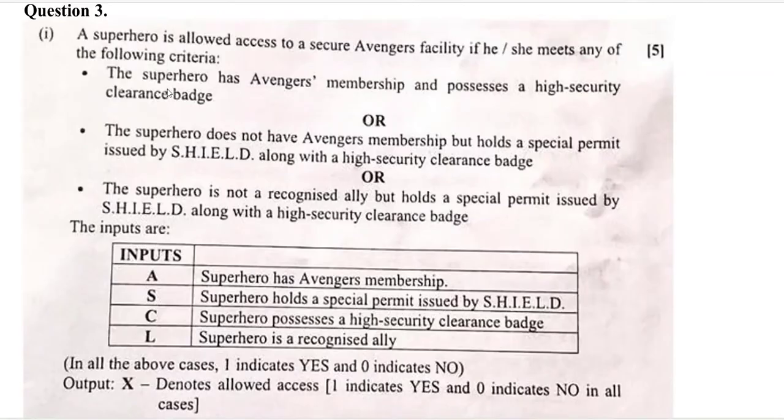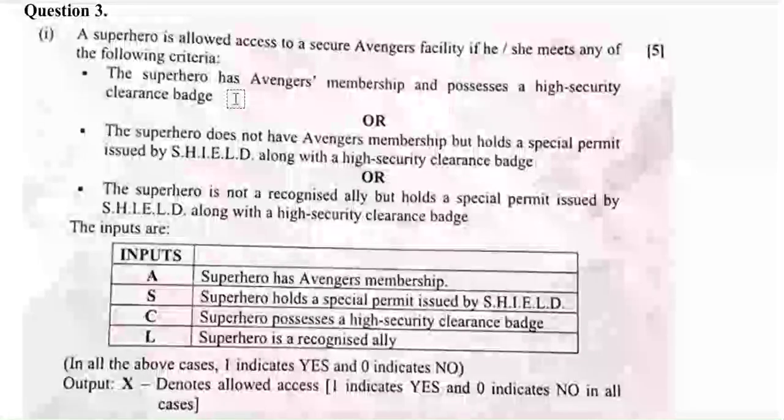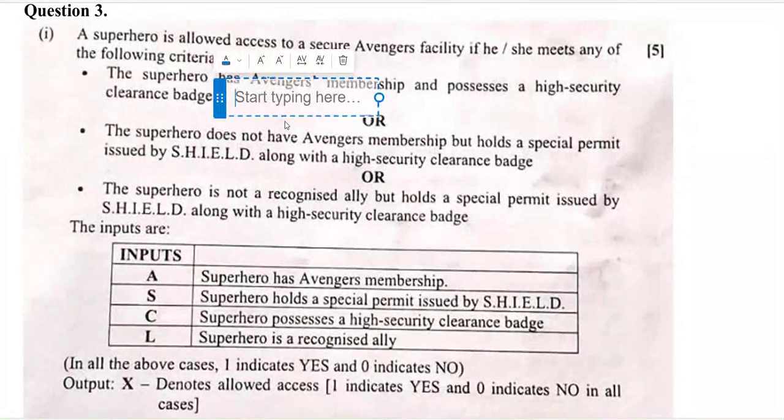Let us see the first thing. As per the first condition, the superhero is an Avengers member and possesses a high security clearance badge. That means what is coming? It is Avengers member, so A is coming there. Then possesses a high security badge, that is C. So A dot C. We can say that the first one is A dot C.